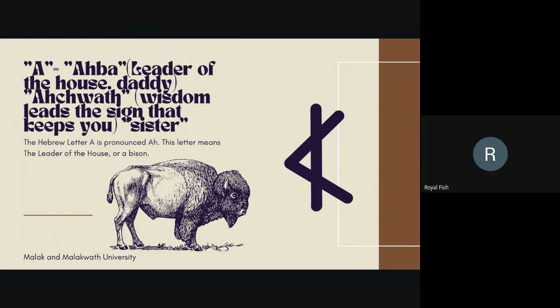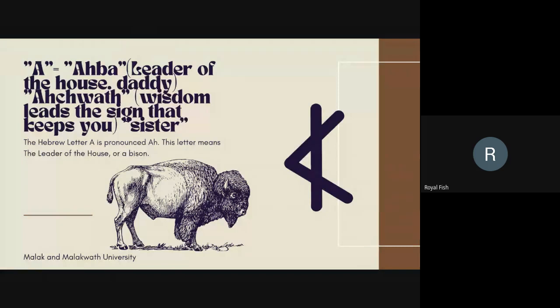why would you even put a tent peg on your tent? What would it be there for? It's obviously there so that nothing blows away, and so that everything stays in its place. Then you have the ta. The ta always means the sign or the beginning. So Akwat is sister, but on a deeper level, what you call your sister is wisdom, which leads to the sign that keeps you. So if you keep wisdom as your sister, you are led to the sign that keeps you, which is the Most High God.